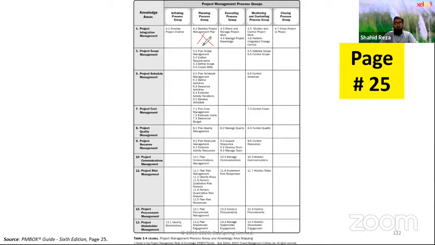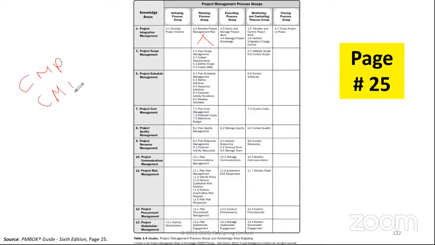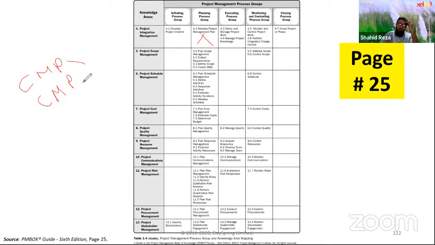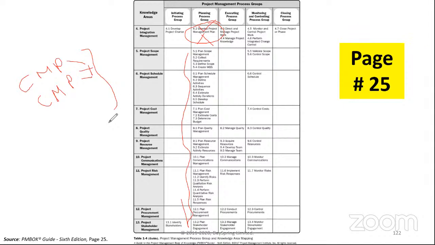There are two additional process planning documents that will be created here. One is the change management plan, and the other is the configuration management plan. These two documents are not created in any other knowledge areas. They will be created here. When we do this, we will create these two plans also. Okay, thank you. Planning documents.